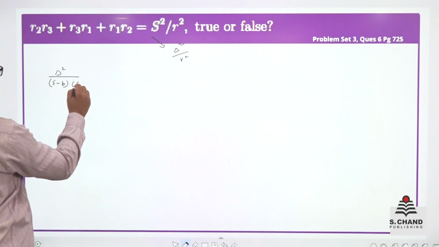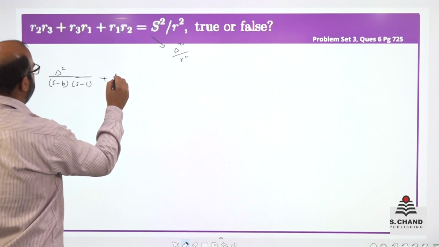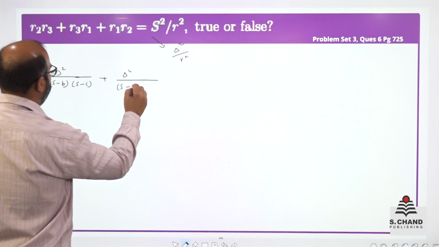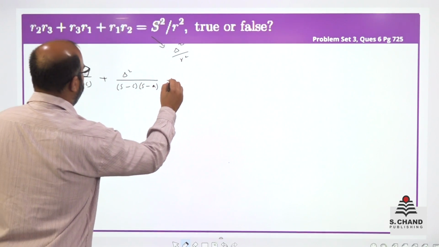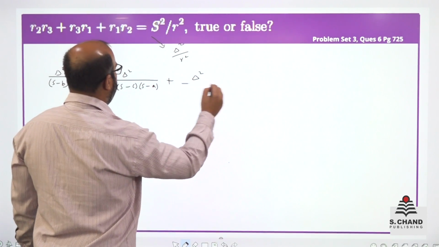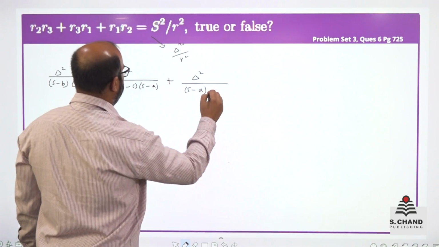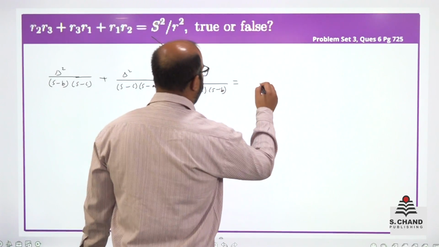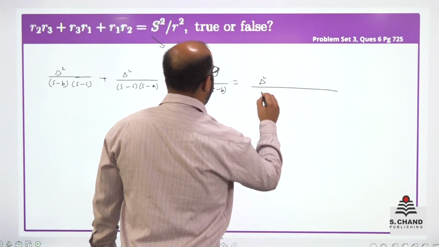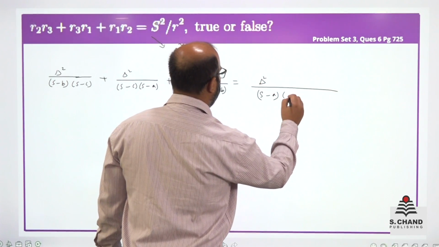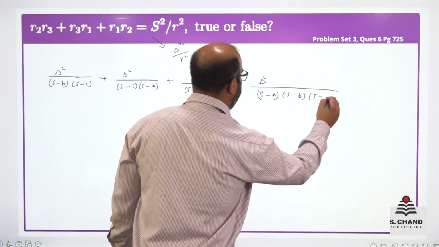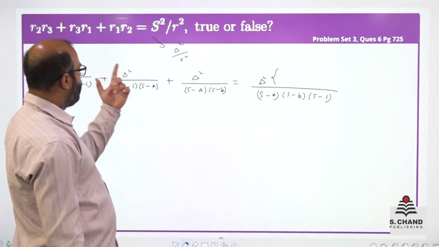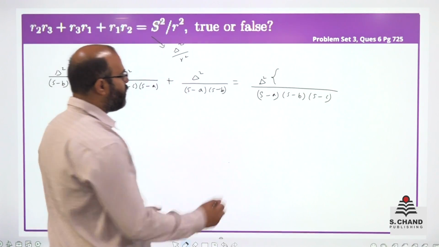a triangle upon s minus c, plus r3 r1 will be area of a triangle square by s minus c, s minus a, plus this will be area of a triangle square upon s minus a, s minus b. So this will be equal to area of a triangle square upon s minus a, s minus b, s minus c on taking LCM. So in the numerator here s minus a will come, here s minus b will come, here s minus c will come.